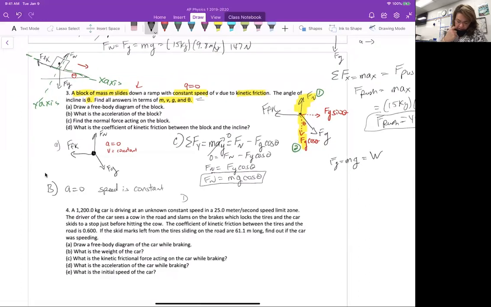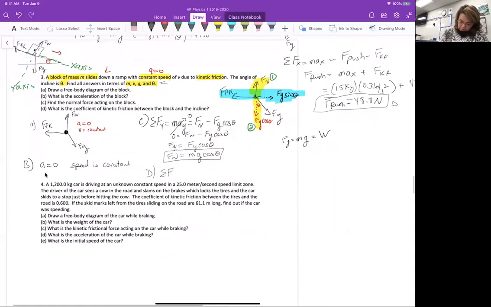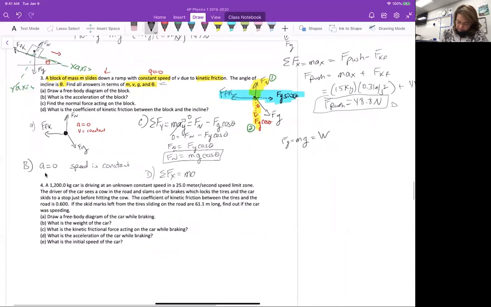D, find, what is the coefficient of kinetic friction between the block and the incline? Okay, let's go and look at that. That's over here. Okay, that's in the y direction. So let's sum the forces in the, I'm sorry, x direction, equals mass times acceleration in the x, which is equal to, well, which one is positive? So this one is my positive force. This one's in the opposite direction. So I'm going to subtract that one. So I have FG sine theta minus force of kinetic friction.